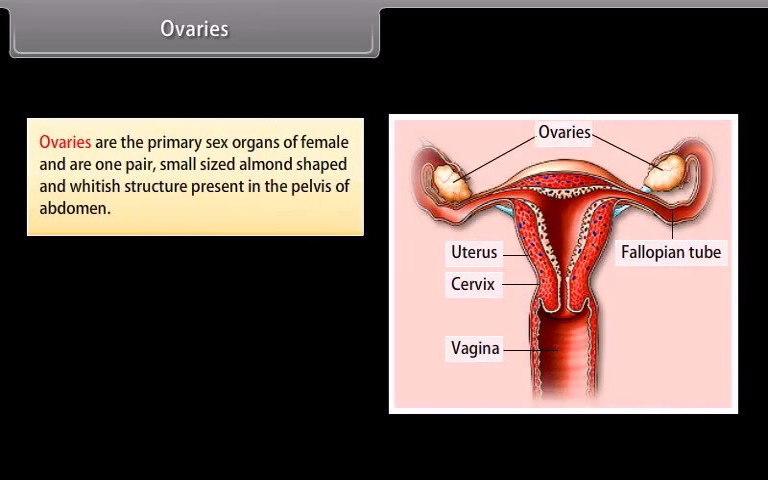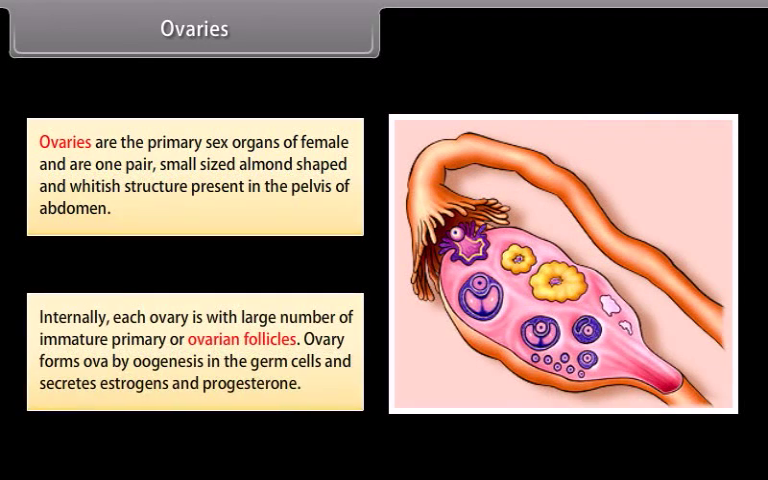Ovaries. Ovaries are the primary sex organs of female and are one pair, small-sized, almond-shaped and whitish structures present in the pelvis of abdomen. Internally, each ovary has a large number of immature primary or ovarian follicles. Ovary forms ova by oogenesis in the germ cells and secretes estrogens and progesterone.